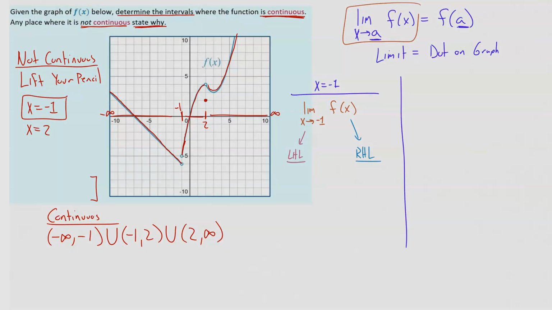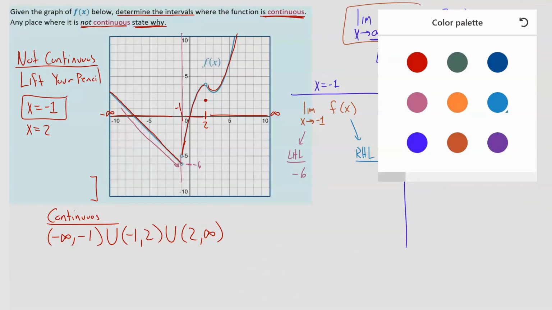So coming and looking at our graph, finding our left-hand limit, the limit as we approach x equals -1 from the left, I'm drawing, coming in from the left, and it looks like I'm headed towards a y value of -6. So my left-hand limit is -6.